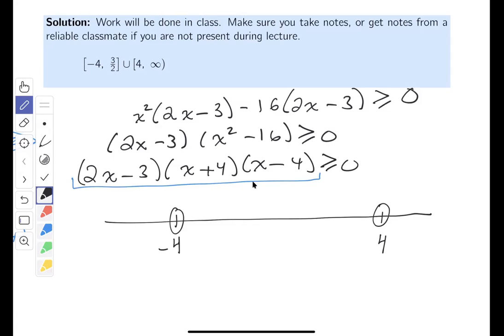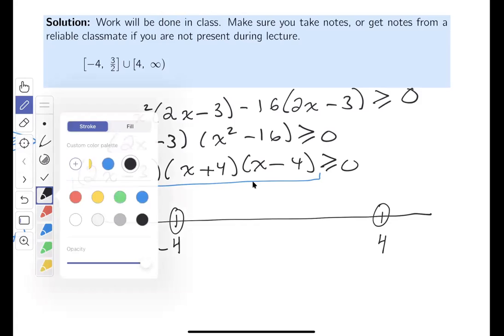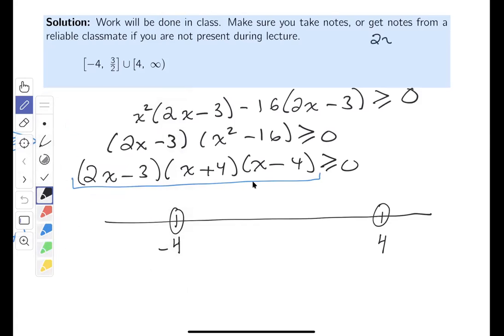That was easy. 2x minus 3. Again, if you're struggling with this, all I can say is write it down. When does 2x minus 3 equal 0? 2x equals 3. Boy, this is familiar. 3 halves. Where's 3 halves? It's 1.5. I'm just going to put them right over here.